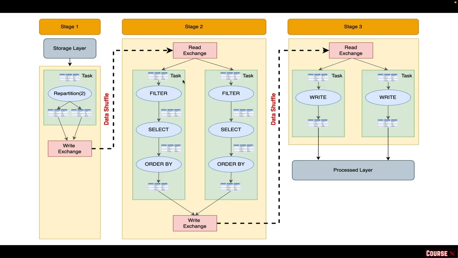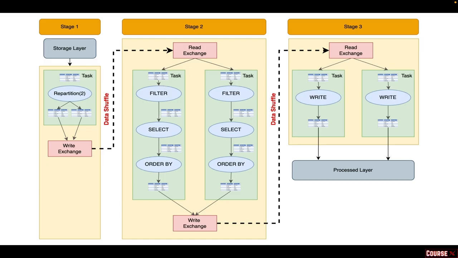So these tasks will be executed in parallel. Also notice one thing, that the number of tasks will be equal to the number of data partitions at the start of each stage. So in stage 2, I have two data partitions. Because of that, I have two parallel tasks.